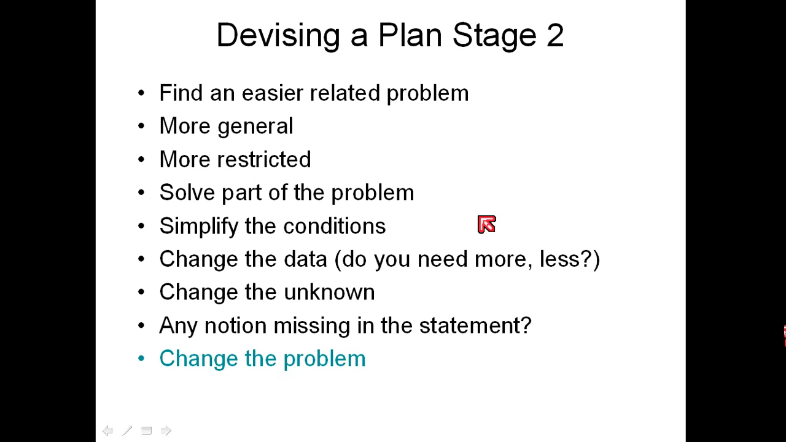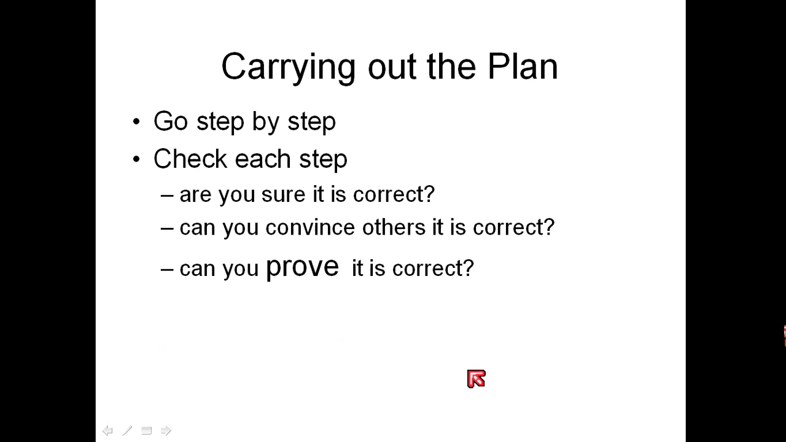You can simplify the conditions, remove the conditions, or work one condition at a time. You can change the data, you can change the unknown. Okay, you can put some numbers in the unknown, then you can work backwards and so on. Then you carry out the plan. Go step by step, check each step, make sure it's correct, and convince others if it's correct. Can you prove it's correct? It's correct, so always prove it.